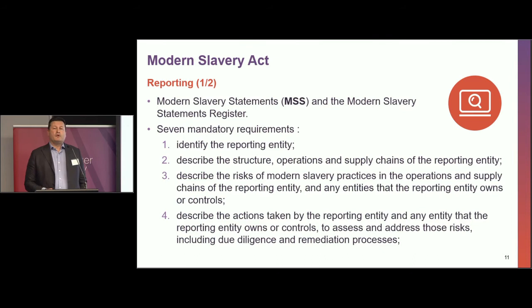So if you're caught by the legislation, what do you have to do? You have to prepare a modern slavery statement, and there are 7 mandatory requirements in that statement. The first one is to identify the reporting entity. As I said, when you tick through who has to report, you work out where that threshold exists, and that's the reporting entity. Not too difficult to do.